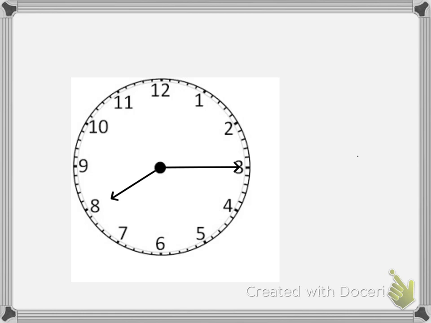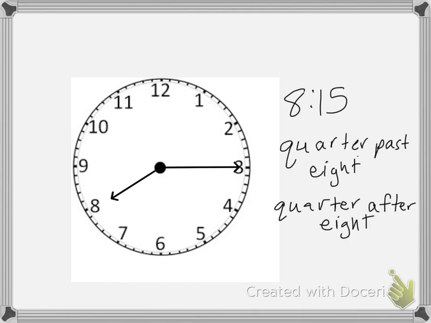So this time it is now 8:15. Another way we read this is we would say it is a quarter past 8. Or we would say that it is a quarter after 8. This section right here is 1/4 of an hour, or 1/4 around the clock. We could also say it's 1/4 of the circle. So the minute hand moved 1/4 of the way around the clock.